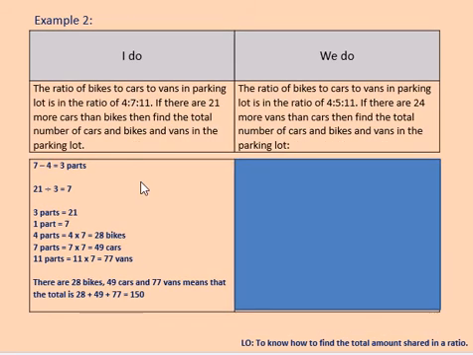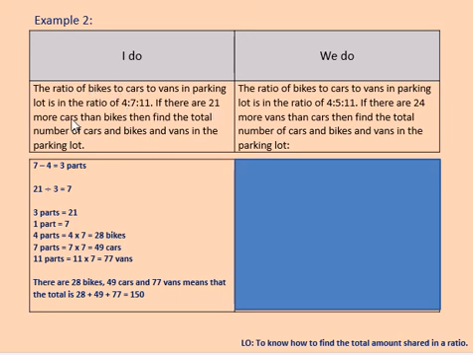Okay, so for the next one, we've got a 3-part ratio this time. It says the ratio of bikes to cars to vans in a parking lot is in the ratio of 4 to 7 to 11. If there are 21 more cars than bikes, find the total number of cars and bikes and vans in the parking lot. First of all, let's read the question properly and see which part of the ratio corresponds to which item. So 4 corresponds to bikes, 7 corresponds to the cars, and 11 corresponds to the vans. Bikes to cars to vans, 4, 7, 11.